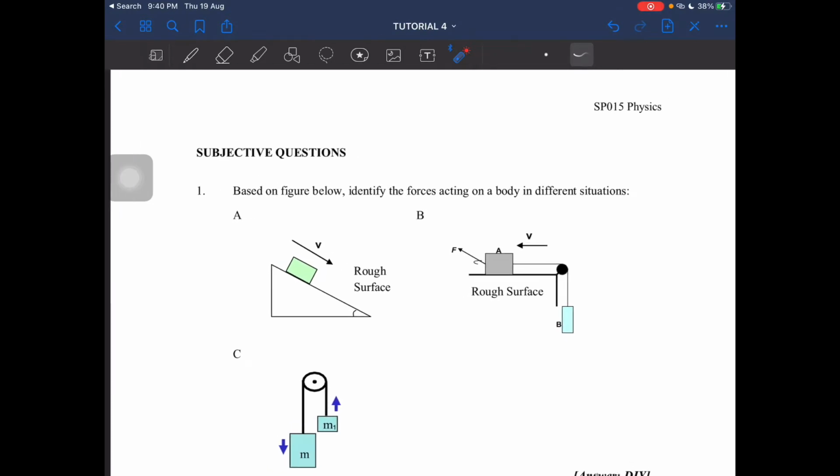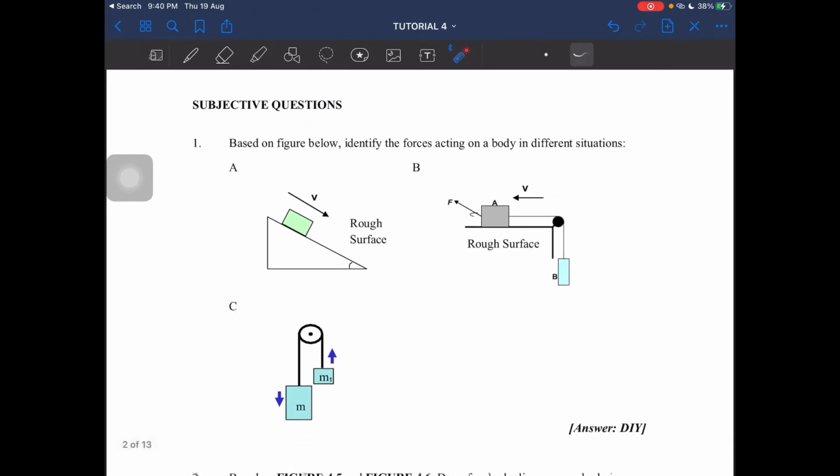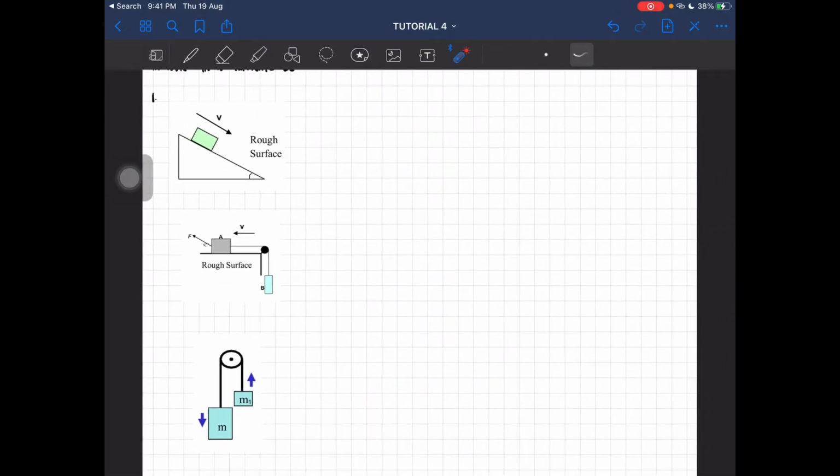So I will only be explaining the subjective questions. Let's look at question number 1. Here we have to identify the forces acting on these three bodies. Three different situations here. I've screenshotted and put it here.